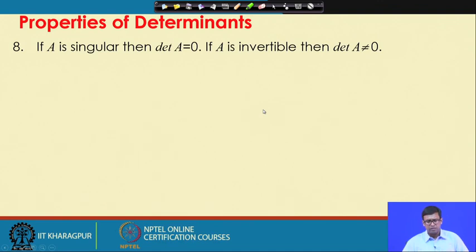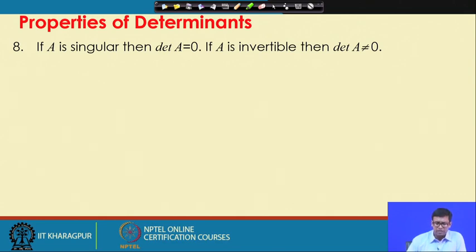If A is singular, then the determinant of A is 0, and we have seen earlier that a singular matrix is a matrix where one column is a linear combination of other columns or one row is a linear combination of other rows. In that case, the equation AX equals B does not have a unique solution, because the number of equations and the number of independent variables will not match. Therefore, we cannot find the inverse of A.